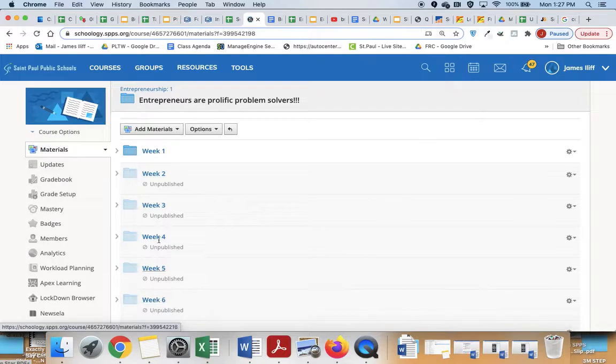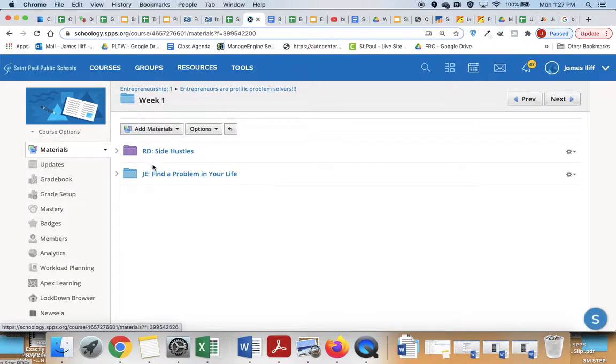Now, I see a bunch of weeks here, but that's because I'm the teacher. You're probably only going to see week one. So, click into week one, and you're going to see two folders. You're going to see one that says RD, Side Hustles. RD stands for reading. So you know that, hey, in this folder, I got to do some reading. You're going to see one called JE, Find a Problem in Your Life. And JE stands for journal entry. And so you know in this folder, you're going to have to do a weekly journal entry. And so you're going to always see these categories of folders. Well, let's click into RD and see what we got.